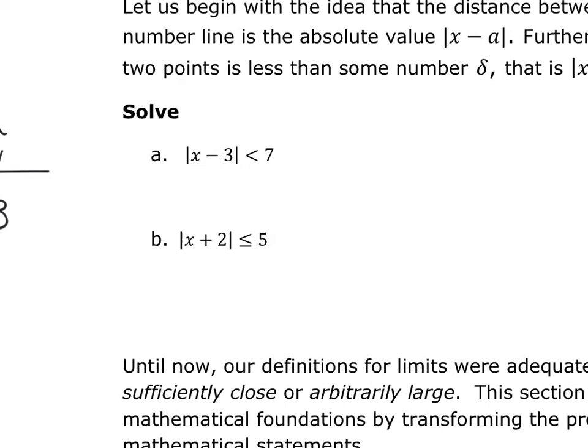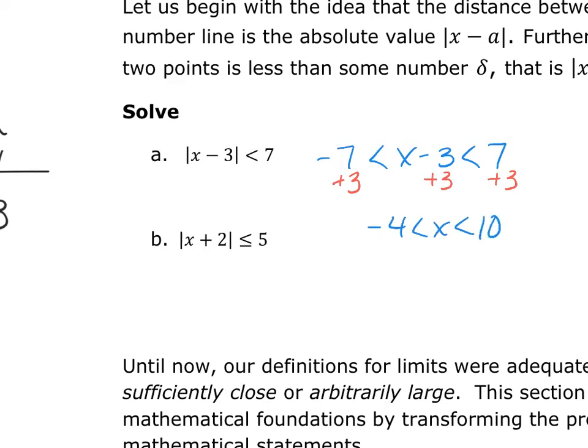All right, so using the same thing we just did, I need distances to be less than 7. So when I take a number and subtract 3, I need its distance to be less than 7. So I set it up with -7 is less than x minus 3, which is less than 7. Do you all agree to that? Yep. Then I'm going to add 3 in the middle and on the ends. So I get -4 is less than x, which is less than 10.